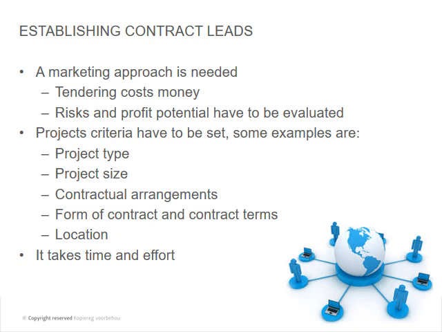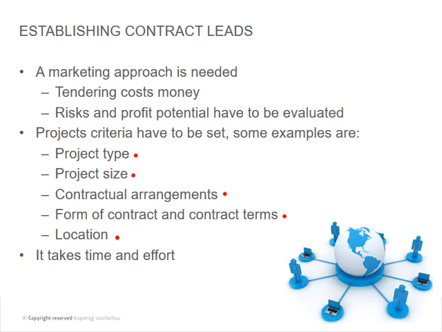But then project criteria have to be set. Some examples are project type. Like I said, we're only going for this type of projects. We're going only for this type or this size projects. Contractual arrangements. We're only going to look at, say, JBCC contracts or only NEC contracts. The form of contract and the terms, okay, that's related to that. And then the location. We're only going to tender within 100 kilometers away from Bloemfontein, for instance, or now we'll take on work in Kuruman or in Joburg or wherever. Doesn't matter.